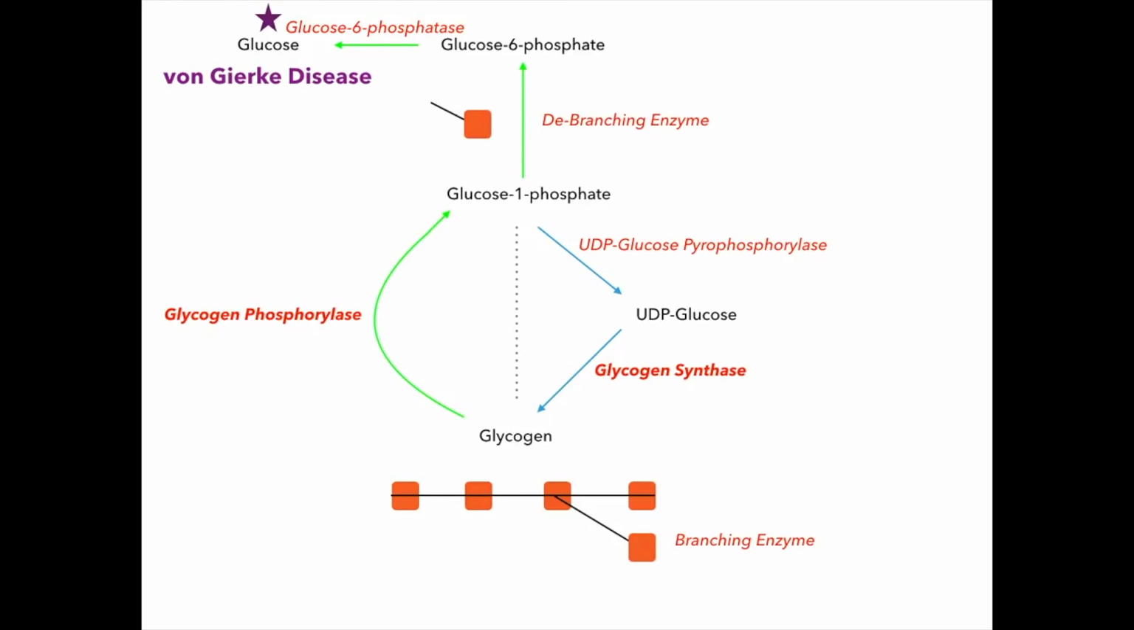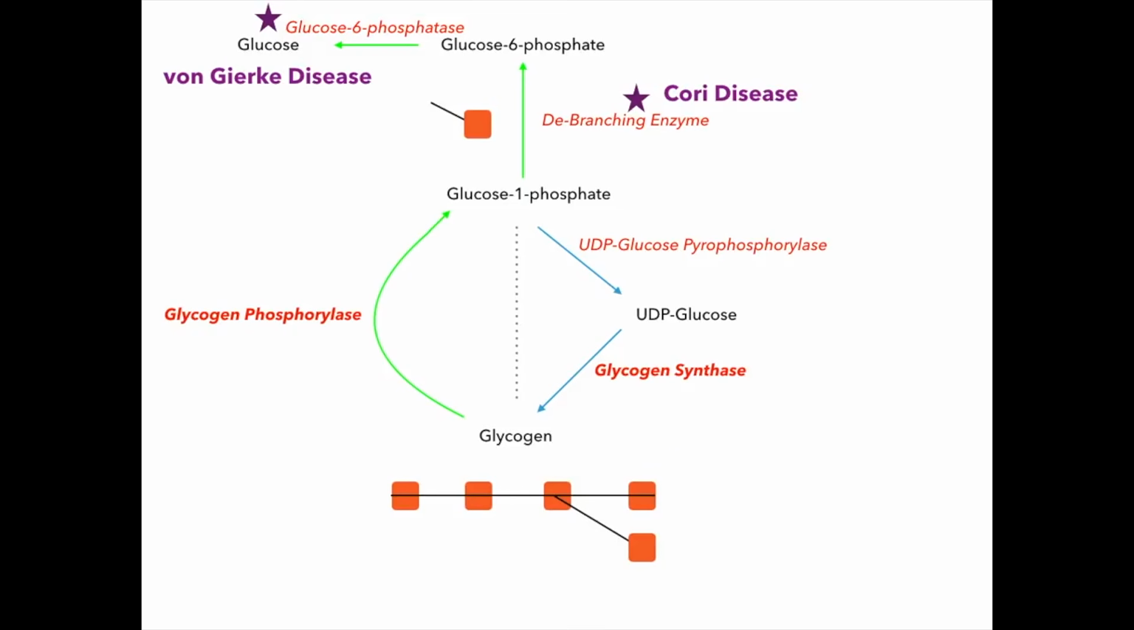Now, what happens if we don't have D-branching enzyme? Well, you get something called CORI disease. So CORI disease is a lack of the D-branching enzyme, and the D-branching enzyme is also known as alpha-1,6-glucosidase. Now, think about this for a second. You're going to get all of the same symptoms as von Gierke disease. The only difference is that you're going to have an abnormal glycogen structure.